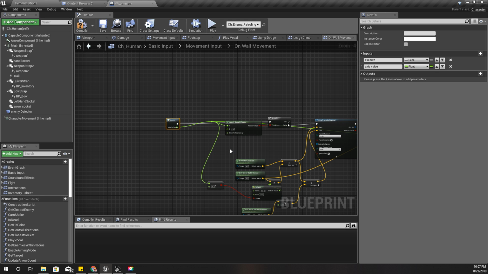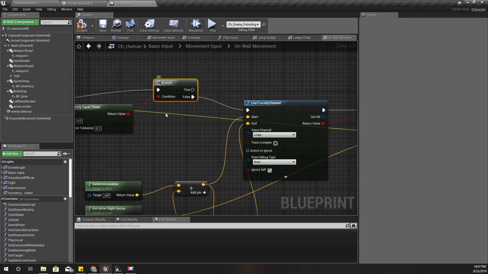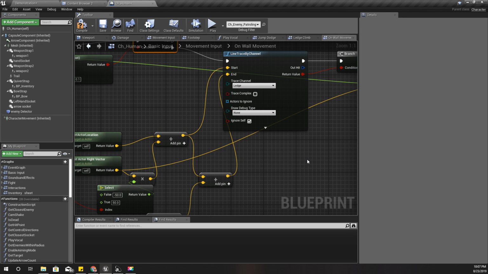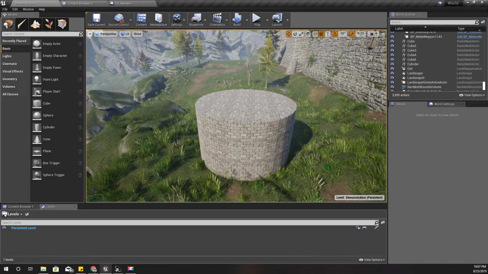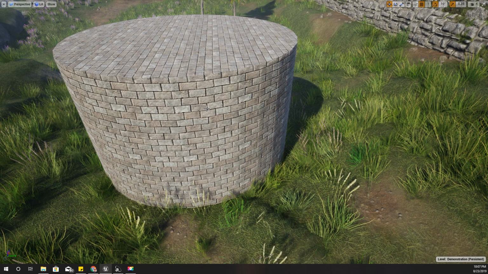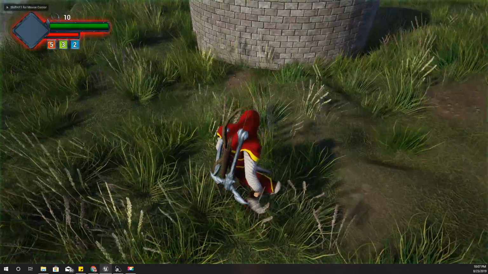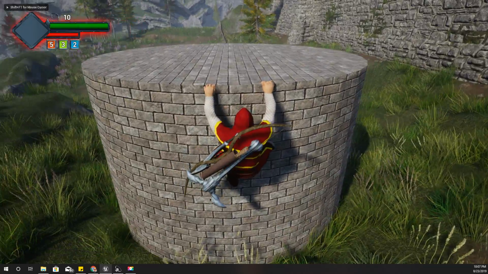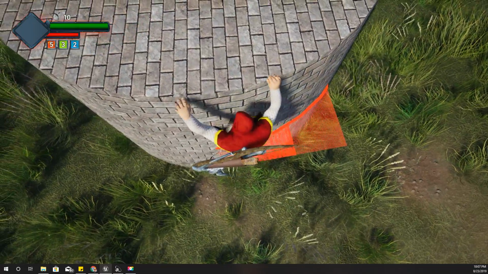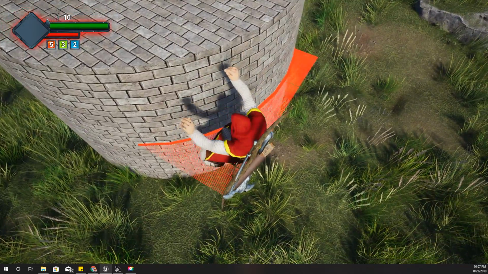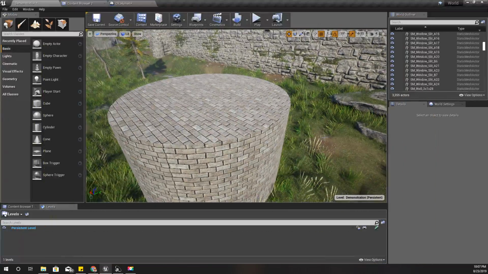Okay, so here I do a line trace, and this line trace detects if I have space on the right side or left side. So let me show you again with the debug lines enabled. Right, it's like this. So now what I have to do is this.